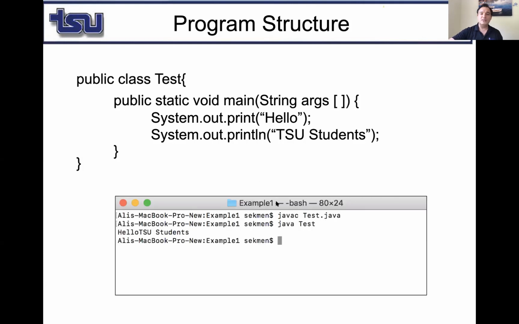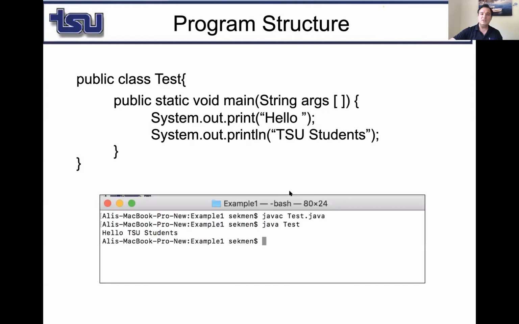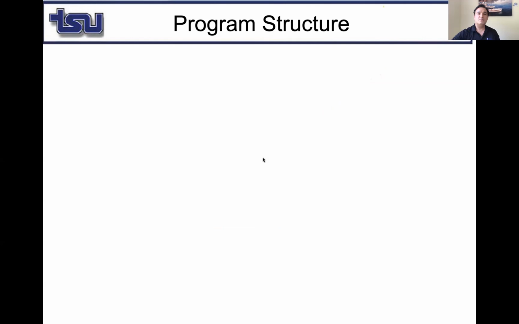So here it is. I compile javac test.java, and then I run java test. First, it says hello, the cursor is right after O, right there, and then it prints TSU students. Notice that I don't have any space here, therefore I don't have any space right there. However, I could put a little space here, then it will do what? Hello, space, TSU students. So the difference between print and println: the cursor stays at the end for print. For println, the cursor goes to the next line.